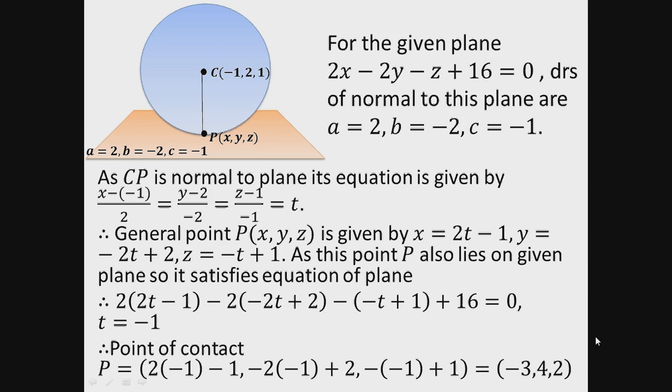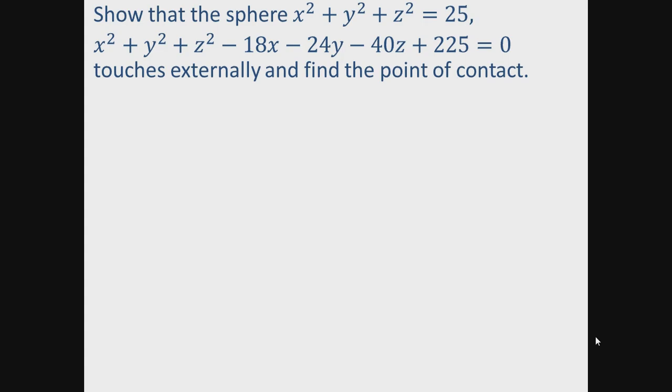Now consider the second problem. Show that the sphere x square plus y square plus z square equal to 25 and x square plus y square plus z square minus 18x minus 24y minus 40z plus 225 is equal to 0 touch externally, and also find the point of contact. Now already we saw the condition for touching spheres. The distance between the centers must be equal to the addition of radii for external touching. So find the center and radius for both the spheres.